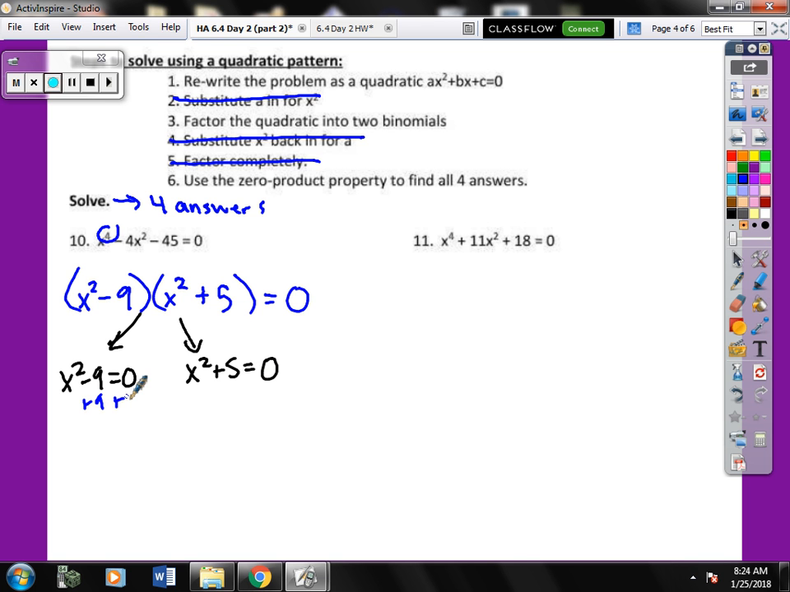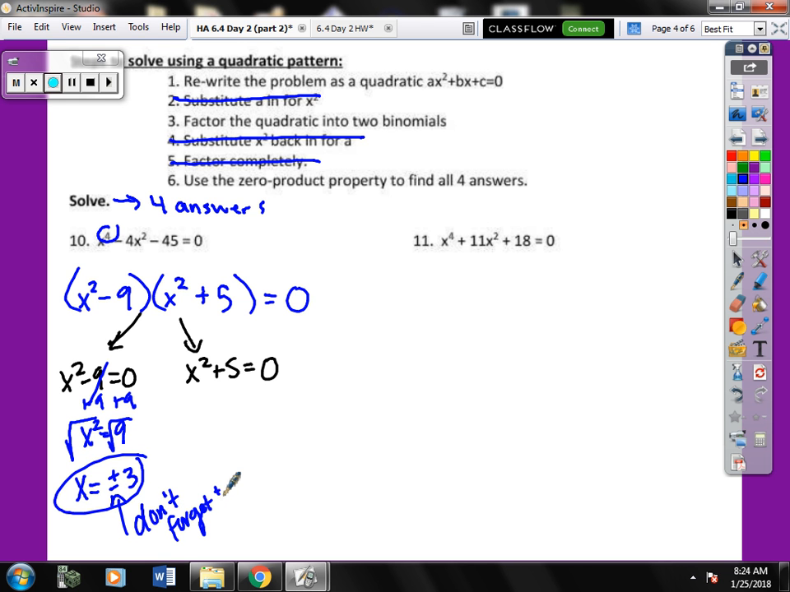So we would add 9 to both sides. We'll get x squared equals 9. Undo a square with the square root. Be sure to include your plus or minus. That's going to be 2 of your different answers. Because you would only have 2 answers instead of 4 if you forget your plus or minus. So it's plus or minus 3 are 2 of my 4 answers.